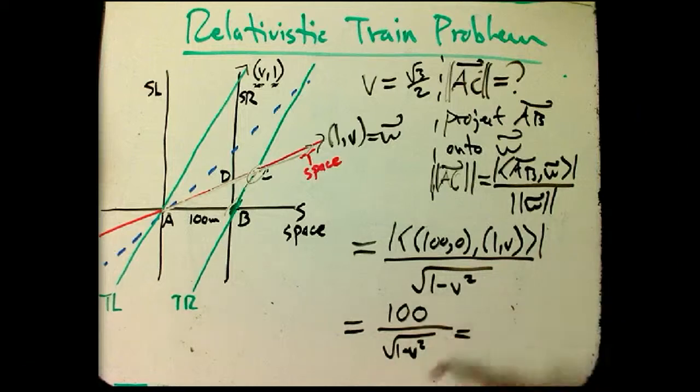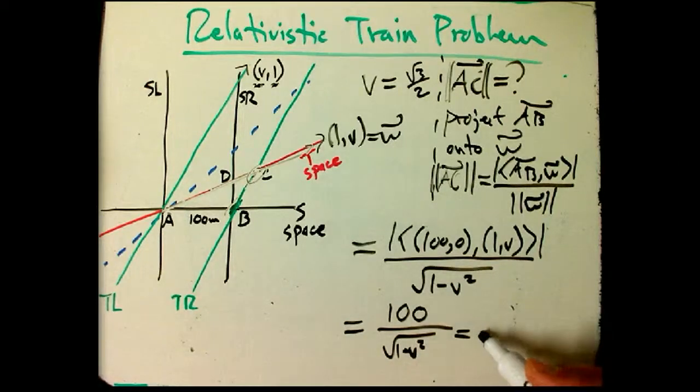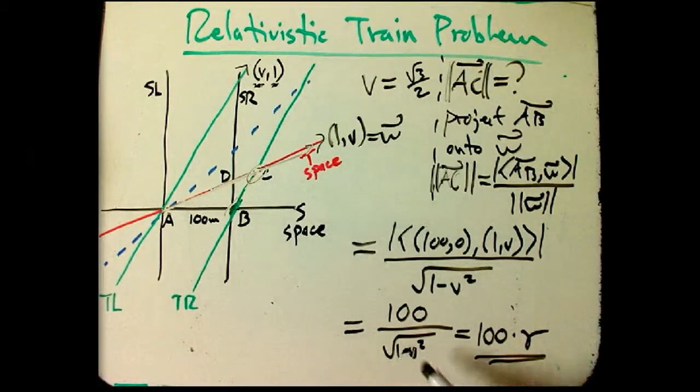And I get something that's going to show up a lot from now on. This quantity, 1 over the square root of 1 minus v squared, is called gamma. So that's 100 times gamma. Gamma is a function of the relative velocity v when you have two objects moving at a relative velocity v, and it shows up all over. The way I think about it is we're using projections, and projections involve dividing by a Minkowski magnitude, and that's where it comes from.